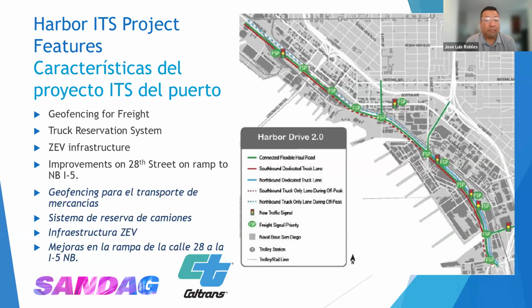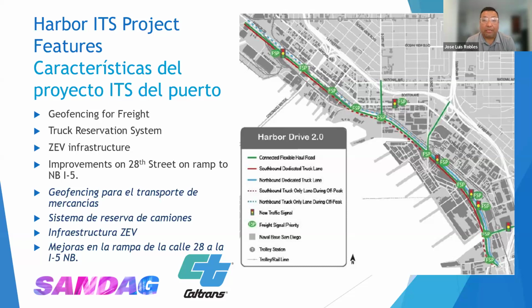We're also going to implement a truck reservation system with our partners there in Port of San Diego to see if a reservation system can help with the congestion and improve the mobility for freight along that corridor. We're also going to be contributing some funds for ZEV infrastructure, partnering with our port for any ZEV components that they want to be involved on along that corridor.